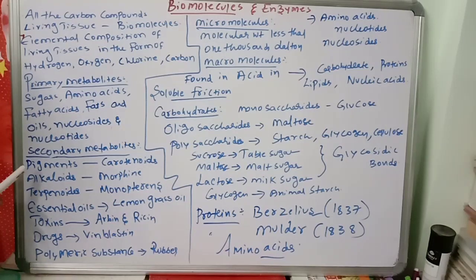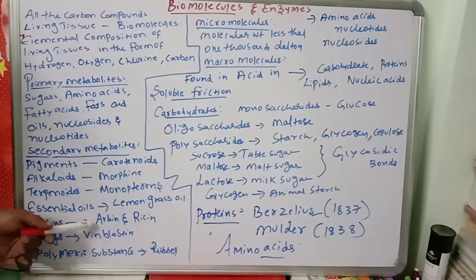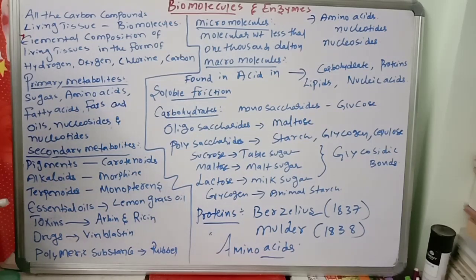The secondary metabolites, in the sense, you know very well, the pigments. What are the pigments? Like carotenoids, alkaloids, morphine, terpenoids, monoterpenes, essential oils, lemongrass oil. Definitely one bit will come. Examples: toxins, abrin and resin, drugs, vinblastine, polymeric substances, rubber. So like this, there will be secondary metabolites also. So primary metabolites and secondary metabolites are there.